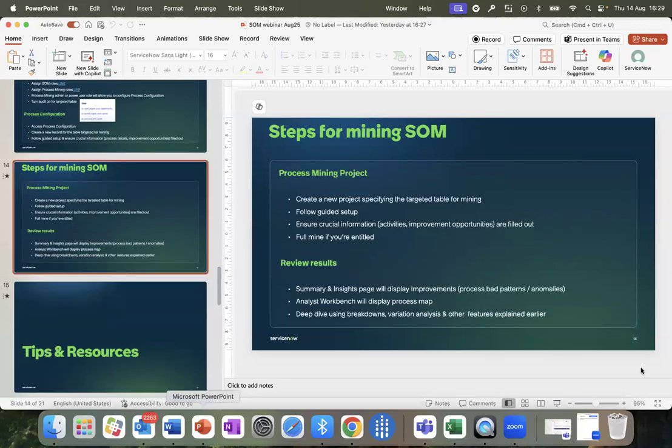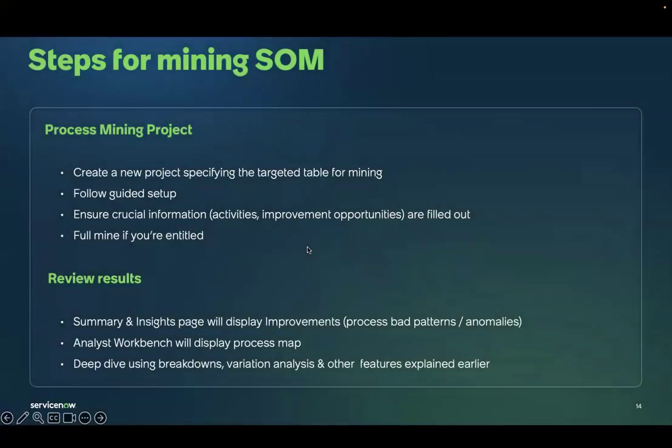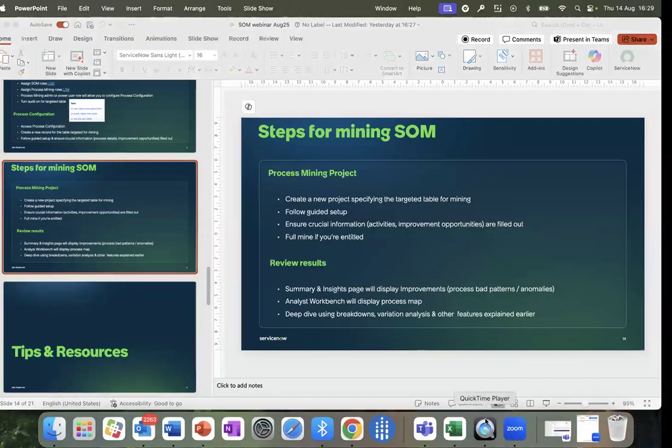Now the real meat of the matter is the mining project. So when you create a new project, you specify which table you want to mine. You follow the guided setup. You provide crucial information. It will not mine without activities. Make sure you fill out activities, even if you leave other stuff blank. Full mine if you're entitled, sample mine if you are cloning your data or you're using any other methods to mine. And then you can review your results. So I'm going to show you these two steps now in my demonstration. So let's go back to our clipping here.